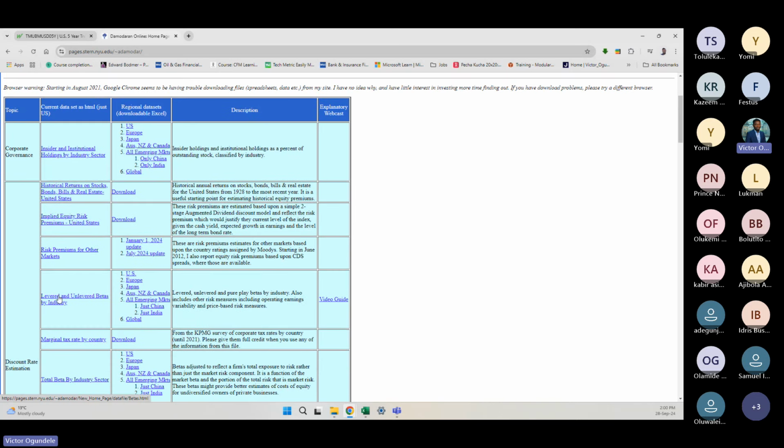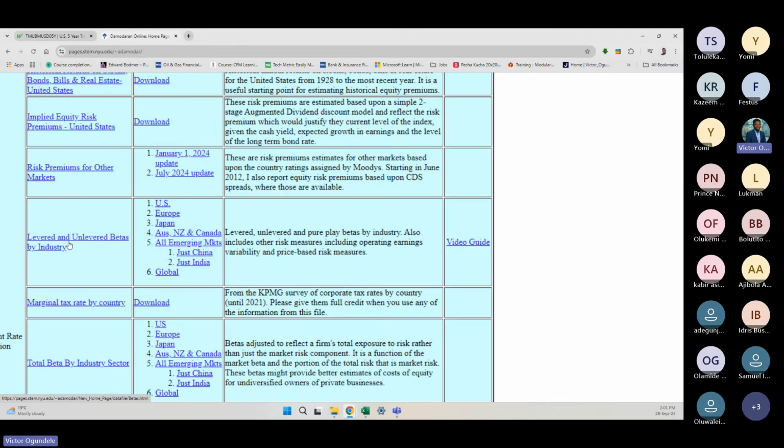We have the list of different data that you can use, but for our own, we are going to be using levered and unlevered beta by industry, which is what we need. So here it's also our segmentation. We have the one for US markets, US market only. But for a business that is based in US but also supplies to other countries, you have Europe, you have Japan, Australia, New Zealand, and Canada.